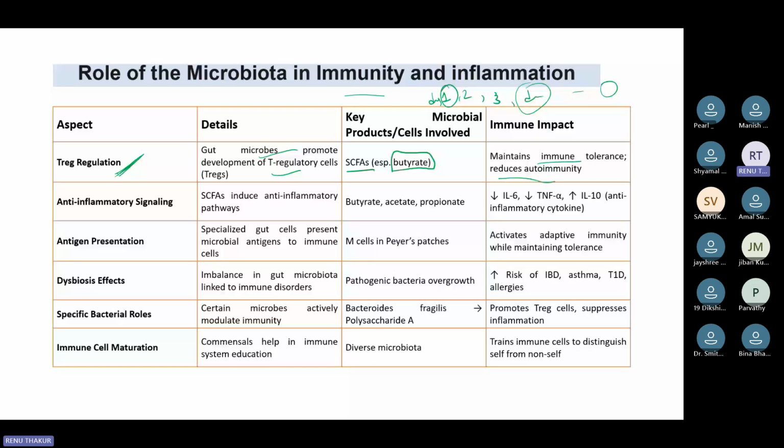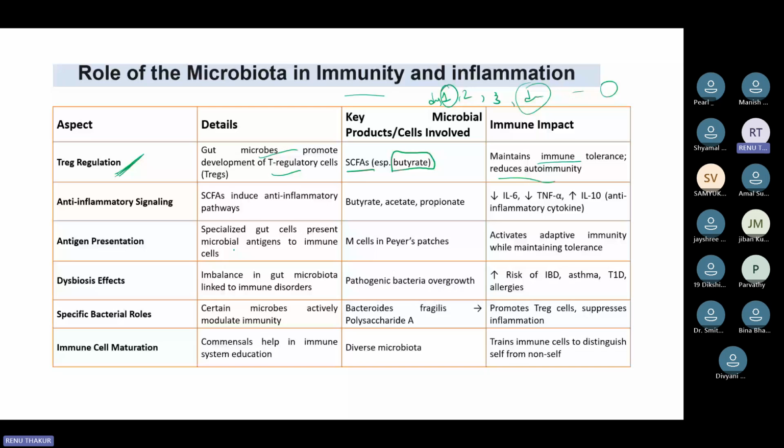Now the next mechanism is anti-inflammatory signaling. What does anti-inflammatory signaling mean? Short chain fatty acids will induce the anti-inflammatory pathways, and which SCFAs maintain this? These three: butyrate, acetate, and propionate. So they will do what? They will bring down the concentration of interleukin 6 and TNF alpha, and they will increase the concentration of interleukin, which is the anti-inflammatory cytokine. So you should know what is going on in our body.